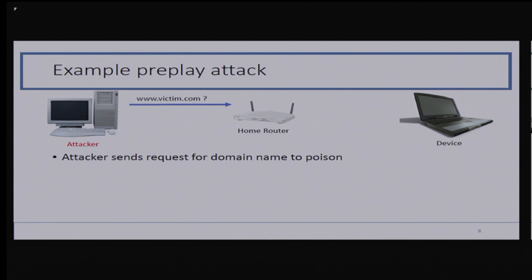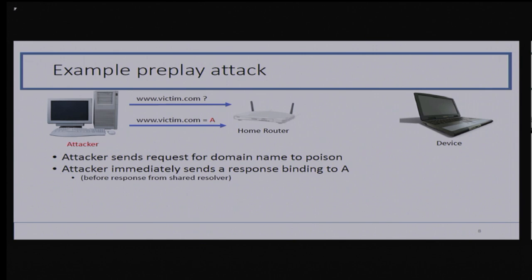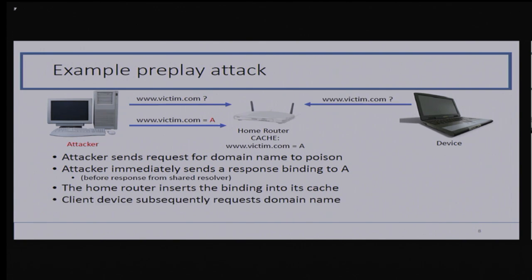Here's an example of how the preplay attack might be used. In this case, the attacker sends a request for a name to be poisoned to the home router and immediately follows up his request with a response. Since the attacker sends these two back to back, the response will arrive before anything from an upstream resolver possibly could, with very high probability. The home router will cache this response because it doesn't perform validation. And sometime later, a device within the home network will send a request for the same domain name and receive the poison.